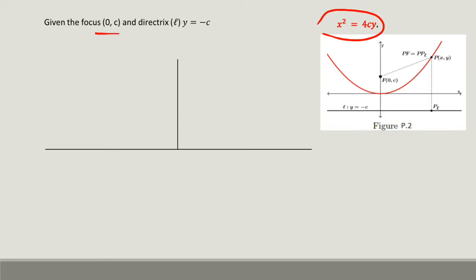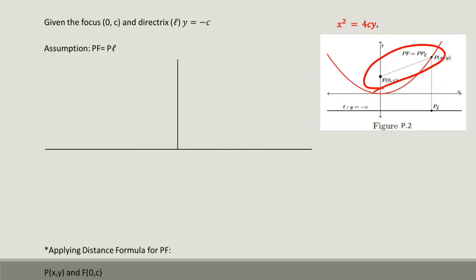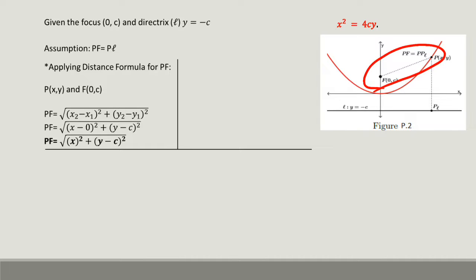So, i-derive naman natin paano nakuha ang equation na x squared is equivalent to 4cy. Meron tayong given na focus that is (0, c). Meron tayong directrix that is y is equivalent to negative c. Then, i-assume natin na ang line segment P to F and line segment P to PL is equal. So, kukunin natin ang distance nito using distance formula. Then, ang ating P, ang ating magiging x sub 2 and y sub 2. Ang ating namang F, ang magiging x sub 1, y sub 1.